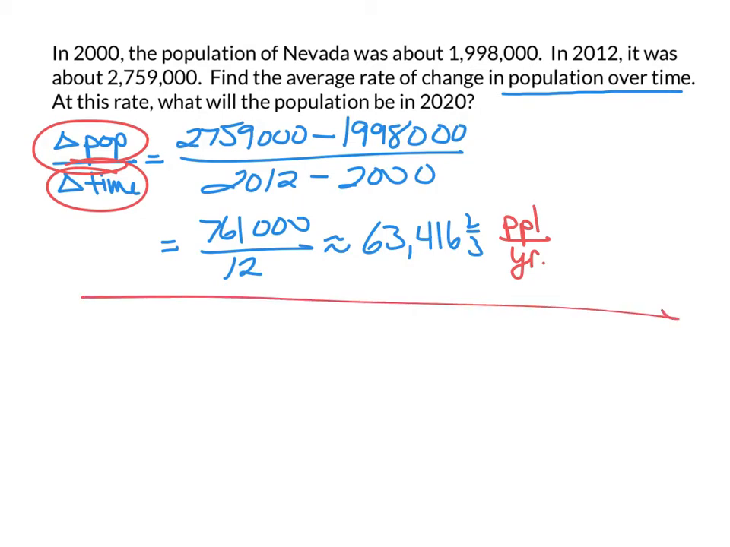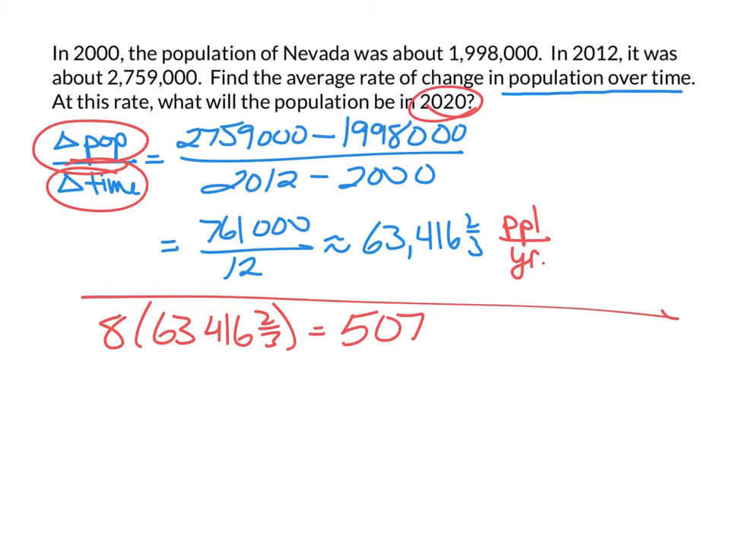So when we want to estimate how many people are going to be in Nevada in 2020, well, that's 8 more years. So if we just take that 63,416 and 2/3, and we multiply it by 8, we end up with 507,333 and 1/3. So we'll say about 507,000 people. But that's how many people are added to the population from 2012 to 2020.